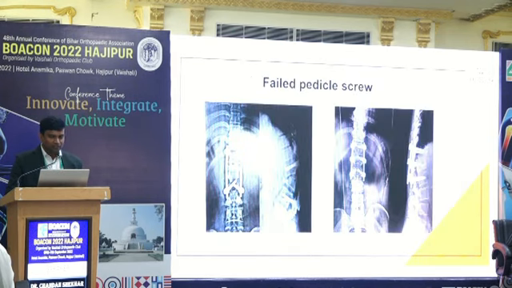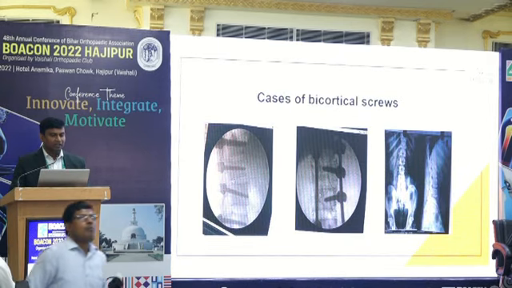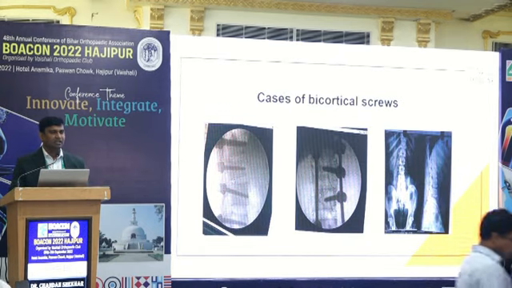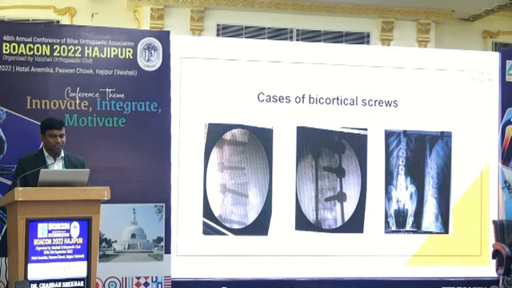This is my failed case of pedicle screw. It might be due to unicortical pedicle and short segment fixation. It failed. And these are our bicortical fixations. The first one is a long segment traumatic vertebral fracture. You can see on the left side two pedicle breaches are found.